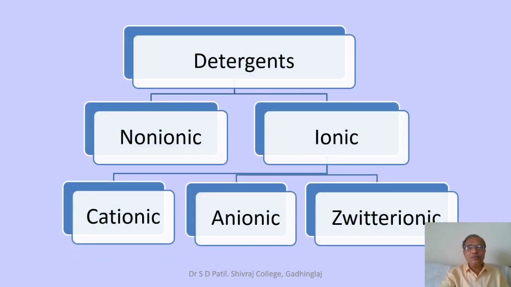Now coming to the classification. As I mentioned, detergents are classified into two major classes. One is non-ionic, other is ionic. Ionic are further classified into cationic, anionic and zwitterionic or ampholytic. So you will be asked to explain the term or explain the classification. During classification you are supposed to explain the chemical nature and one or two examples of each type.